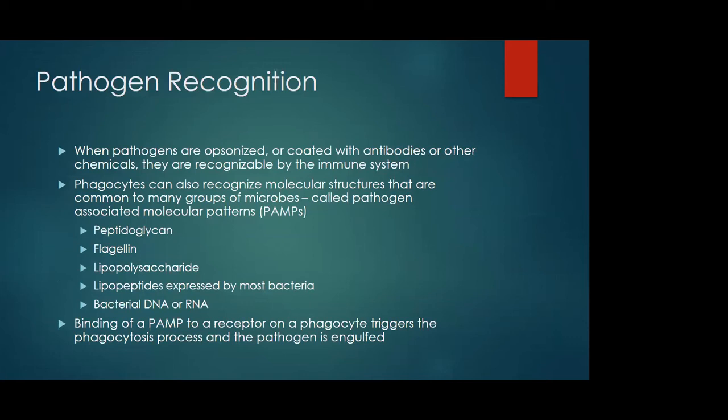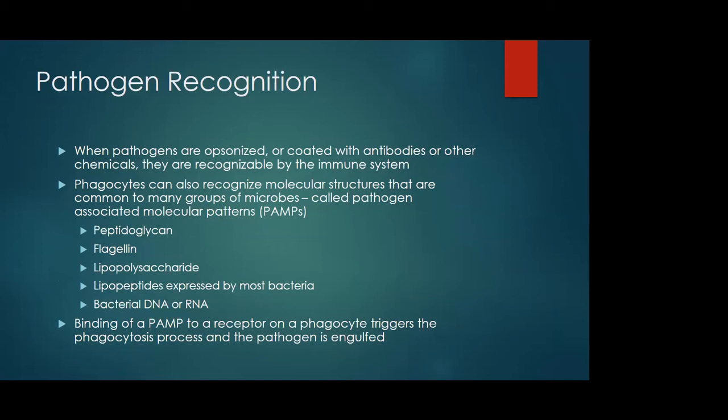Let's talk about pathogen recognition. So we already talked about opsonization, right? When a pathogen is coated with either chemicals or antibodies made by your B cells, they can be recognized by the innate immune system and phagocytosed and broken down. But phagocytes can also recognize other structures that are common on the surface of many microbes. They're called PAMPs, or pathogen-associated molecular patterns.